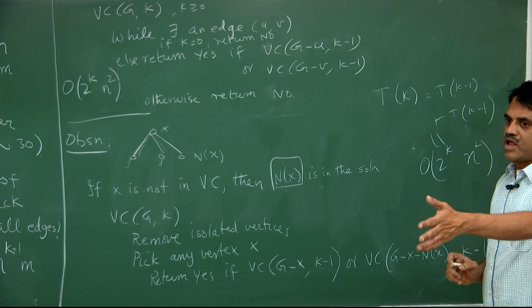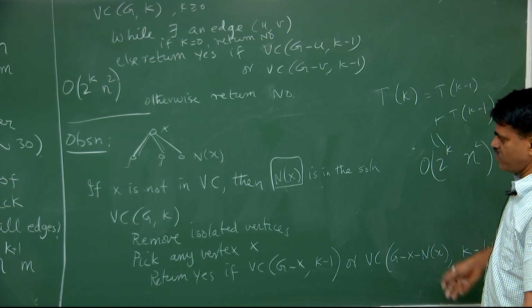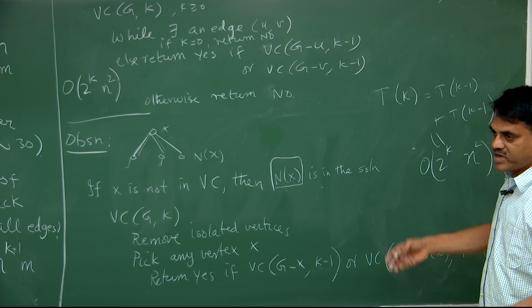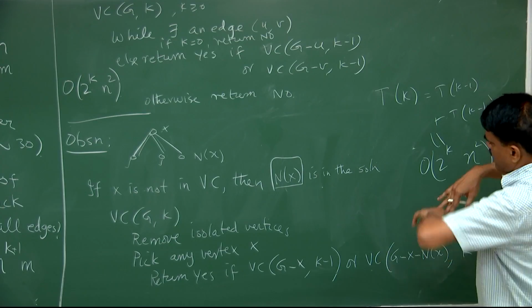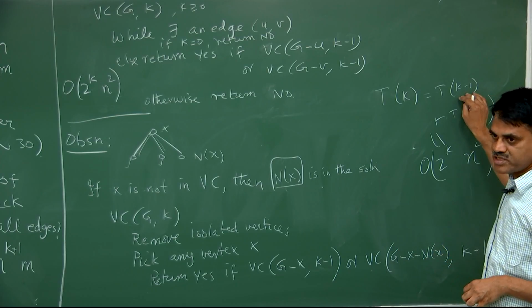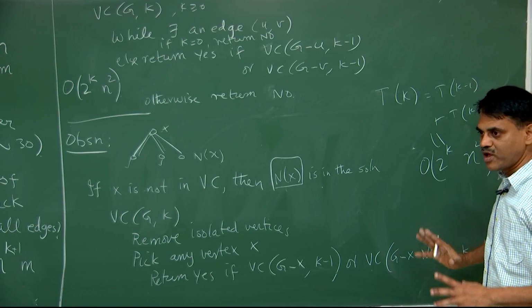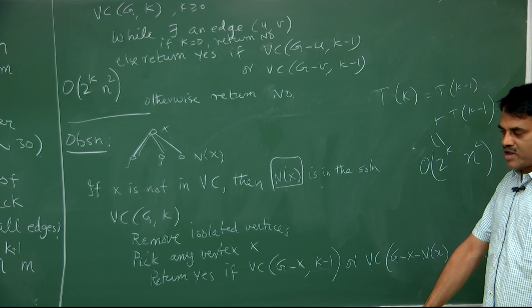Okay, but now as Abdul says, why not pick a vertex with high degree, right? Then my branching would be skewed. In one branch it will be 1, in the other branch I am going to pick a lot of vertices, right?